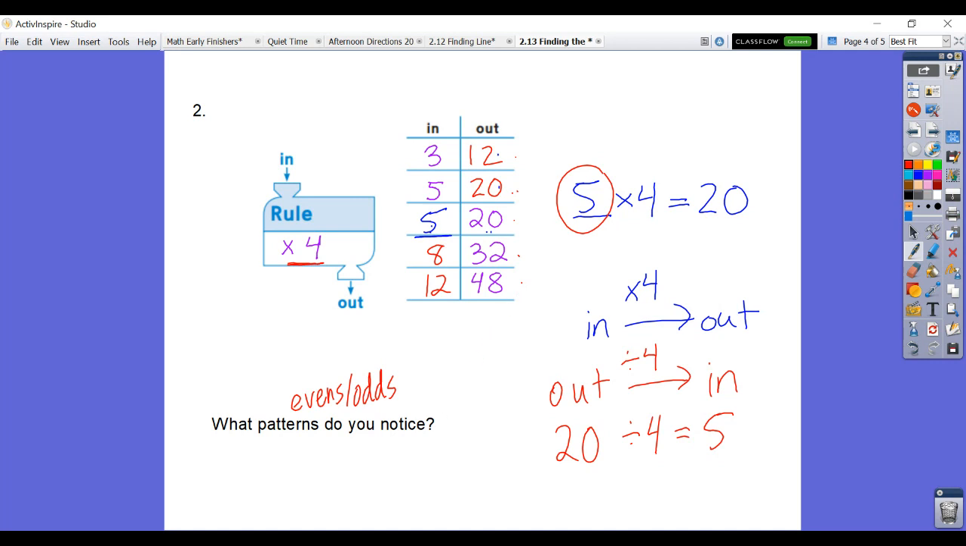I am noticing all of those are even. That's a pattern. I could say all outputs are even. And that makes sense since they're all going to be multiples of 4, right? Since we're multiplying by 4, they would be even as well. That's not the only right answer. Maybe you notice a different pattern, but we want to make sure we give a complete answer with math vocabulary.